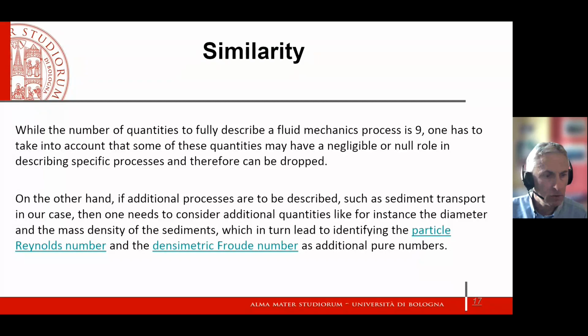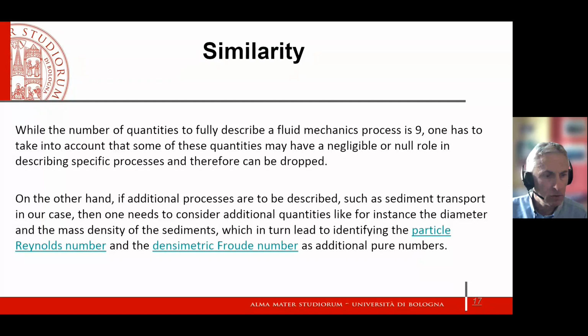On the other hand, if additional processes are to be described, this is another important consideration, such as sediment transport. Sediment transport usually is not considered part of fluid mechanics. So when I said that we need 9 quantities to describe fluid mechanics, I didn't include sediment transport. So if I want to describe sediment transport, and this is indeed our case, one needs to consider additional quantities, like, for instance, the diameter and the mass density of the sediments.